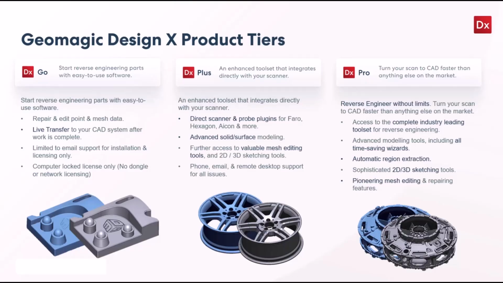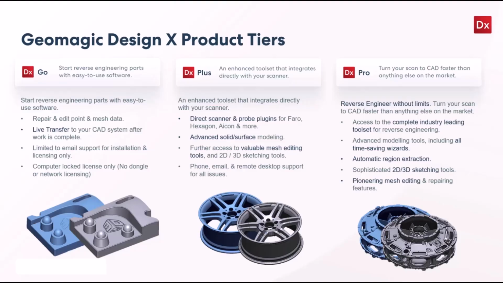So if you currently have Design X Go or Plus, and you're finding that you do a lot more reverse engineering now that you have this tool in your pocket, and you think you might be able to streamline and make the process faster by moving up the tiers, which is definitely the case, you can get with our salespeople and move up to the next tier just by paying the difference between the two.